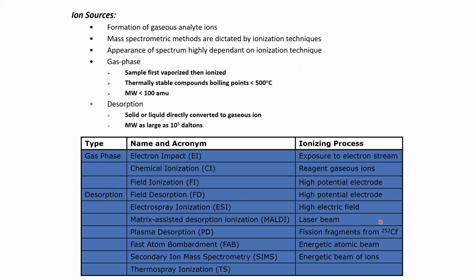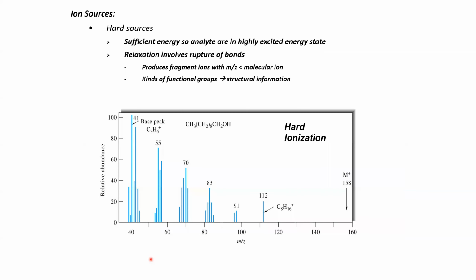Desorption processes then are for solids or liquids directly converted to gaseous ions. And so this is for things that can have quite large molecular weights, so maybe a biological system. And so here's the difference. Depending on the phase or the characteristics of the sample, we can use different types, gas phase or desorption phases. And then of course that changes the different types that are possible, and the ionization process is different for each one of these as well.